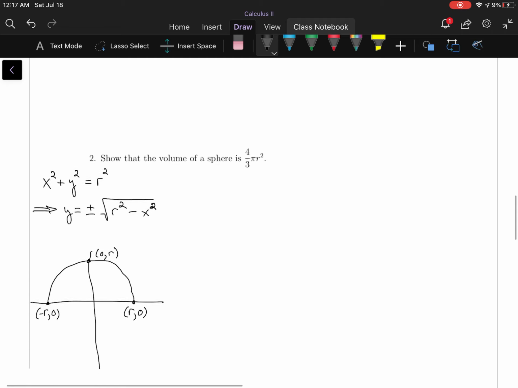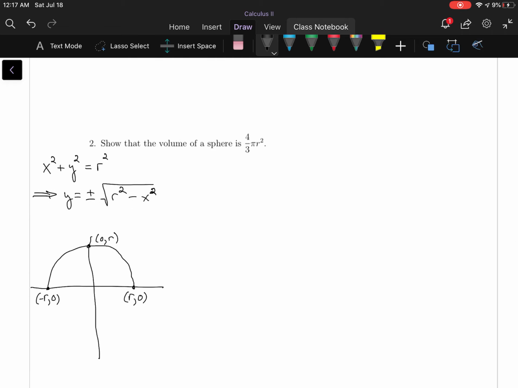So the next problem asks us to essentially derive a volume that we learned back in high school or junior high, somewhere around there, and that is that the volume of a sphere is 4/3 pi r cubed. You know, up to this point, you'd probably just been told that, but you may not have been shown why. And now you have the background to do so.